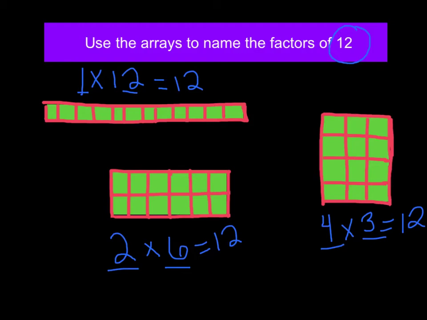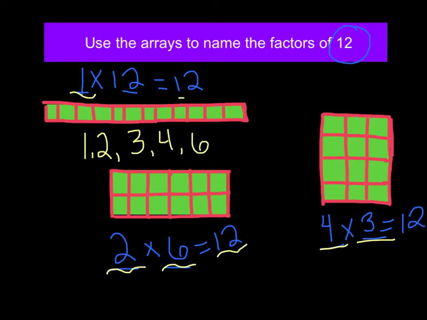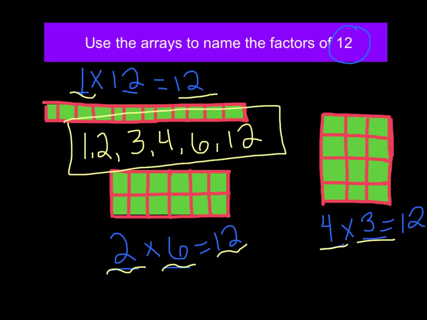Now, if I wanted to list all my factors, I'm going to make sure that I list my factors from least to greatest order. So I'm going to start with my smallest one, which was 1. So I'm going to put a 1 here. My next one was 2, and then comes 3, then 4, then 6, and then 12. And those are the lists of my factors.